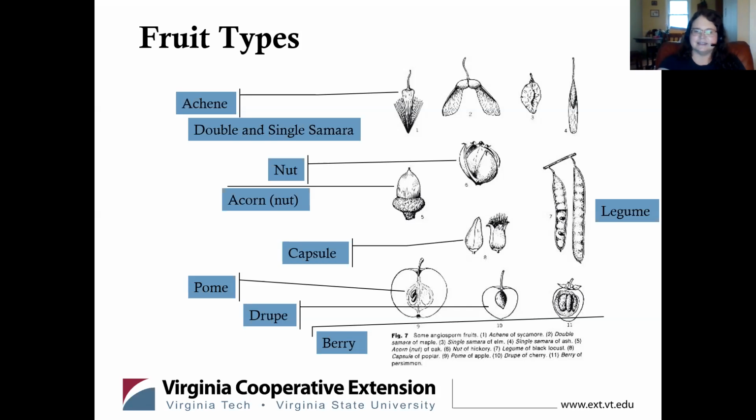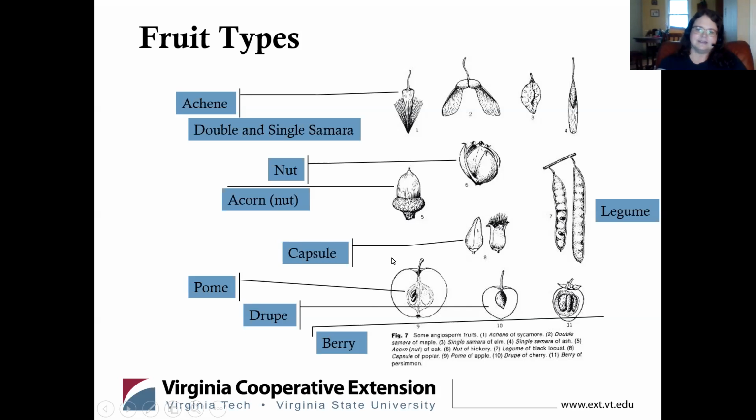Number 7 is a legume. And it's saying this one comes from a black locust, if you read the description at the bottom. And legumes, the beans we eat, are in the same exact family as these trees. Redbud would also be a legume. A capsule, so a true capsule, would be number 8 here, which is from a poplar tree. So poplars have capsule-like seeds.